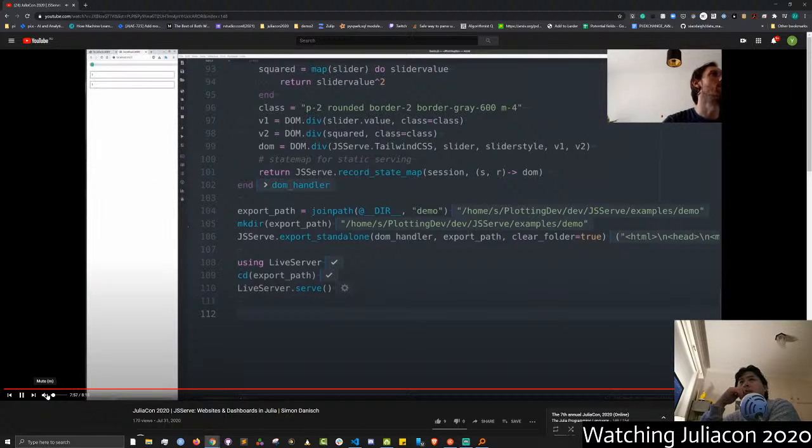Let's see if it works. So here, this is our static app. There's no Julia process running, and that's just static HTML, and it works very nicely.